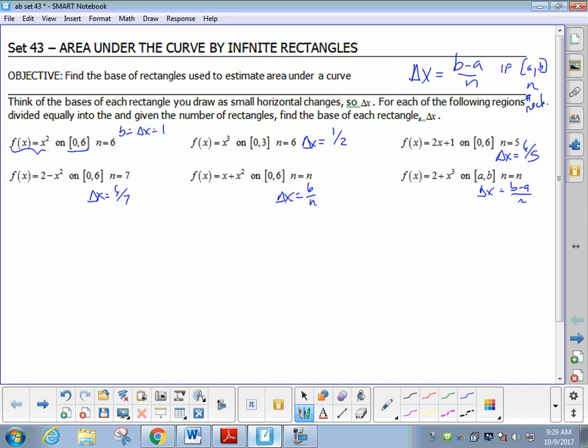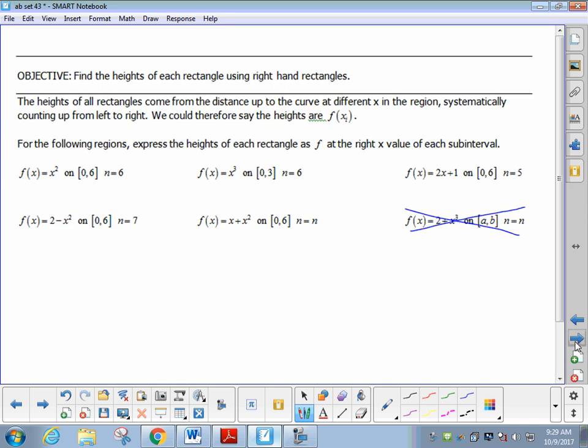The second component is the heights. The heights are where things start to get a little more complicated here, but not much. If, for this case, the delta X was 1/2, and I was using right-hand rectangles, we're going to focus on right-hand rectangles to develop this idea, then the heights would all be how high did you go to get to the curve at different places in the region, right? So the height is always f at some x. Now that little i is to say it's going to count up in an incremental way. First x, second x, third x, fourth x, until you get to the end of the region.